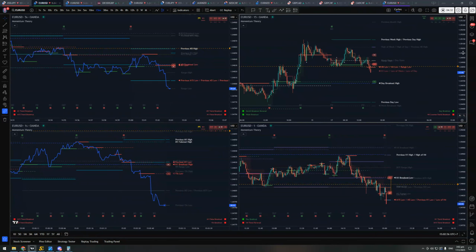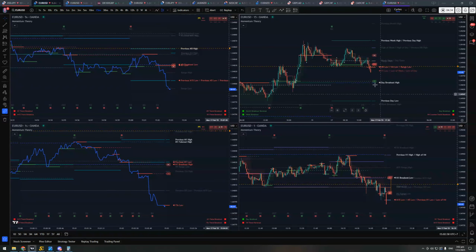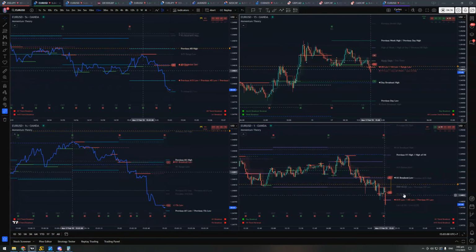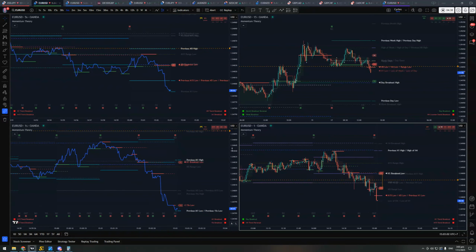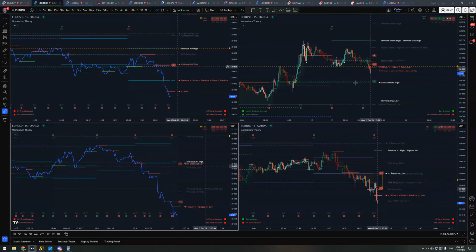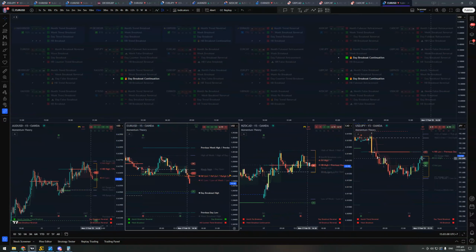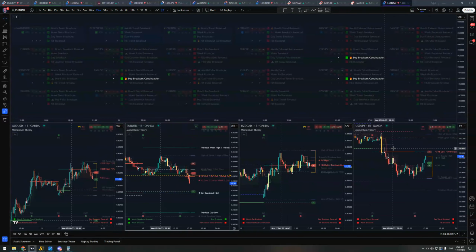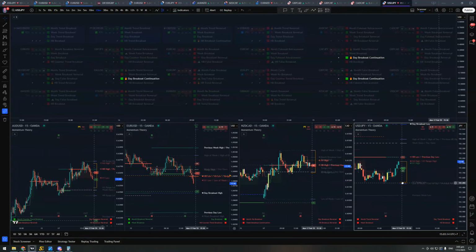So let's see. I just realized that we're kind of in the middle of nowhere here, so I have to be a bit careful about taking this trade. There's a possibility that it might go down a little bit lower. The other trade that I was looking at is UJ. It's now pulled up right at the high of the range.